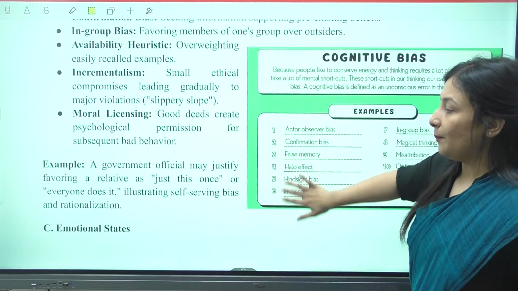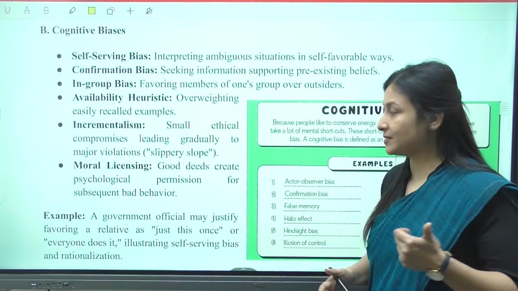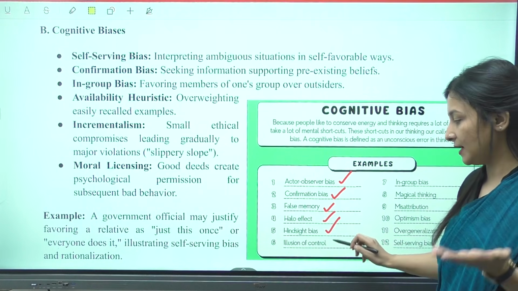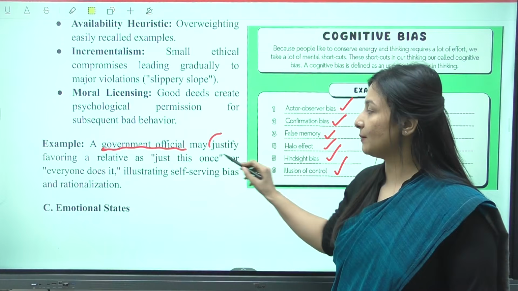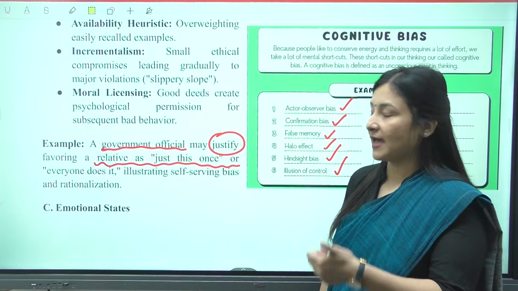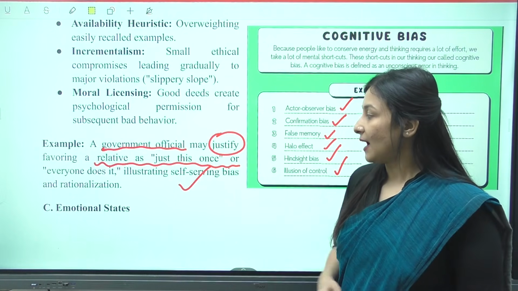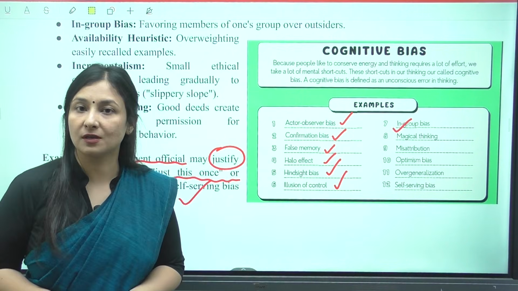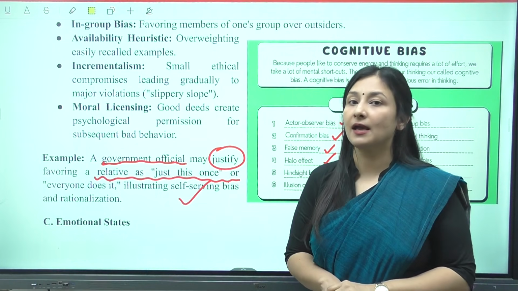Is it clear? Apart from that, there are certain cognitive biases also. Cognitive means mentally you are thinking. For example, actor-observer bias, conformity bias, false memory, halo effects, inside bias, in-group bias. We see all this. For example, a government official may justify favoring a relative as just this once, or everyone does it. Mentally you are thinking, what difference does it make, everybody is doing this, what wrong am I doing? By that he is trying to justify or rationalize his action. He is using it as a psychological determinant in ethical decision making.